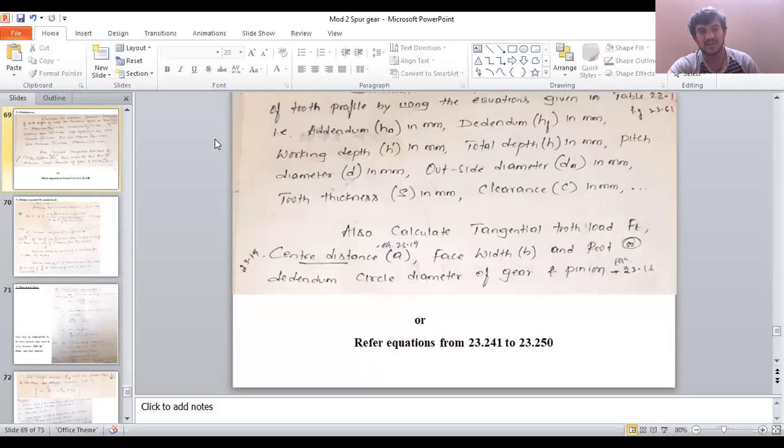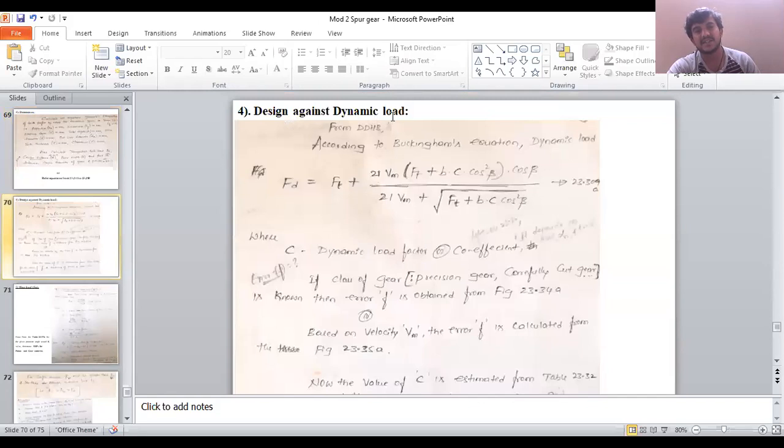Next, that completes the third step. Now the fourth step, again, is design against dynamic load. For design against dynamic load, refer to equation number 23.309a. Again, what are the terminologies here? The cos beta will come into the picture here.